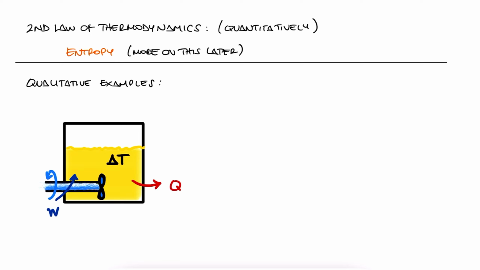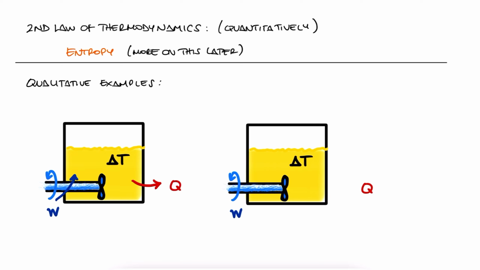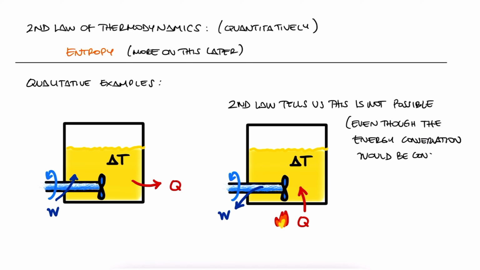From the first law perspective, we could very well say that we can do the opposite, that we can add heat to the fluid and extract work. But we know that this is not possible. Just because the contents of the tank are becoming hotter, the paddle wheel is not going to start rotating spontaneously. And this is easily seen with the help of the second law.